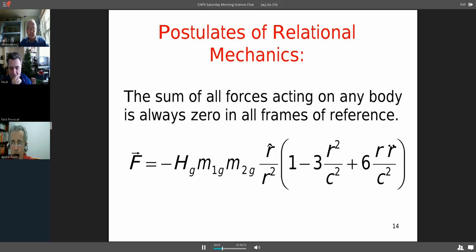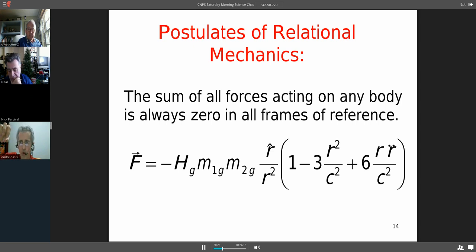Second postulate: instead of Newton's law of gravitation, we postulate Weber's law for gravitation, which is the Newtonian law, which falls as 1 over r squared, but it also has a velocity-dependent component, r dot squared, and an acceleration-dependent component, r double dot. And we say, for instance, that the sum of forces will be zero in all frames of reference.